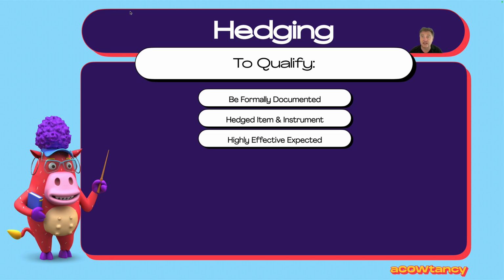So the idea is that you might get a loan and you're worried about the interest rate going up. That's the hedged item, the thing that you're worried about. So you get a hedging item that goes in the opposite direction to it, such as a derivative. We'll go on to that in a bit more detail now.